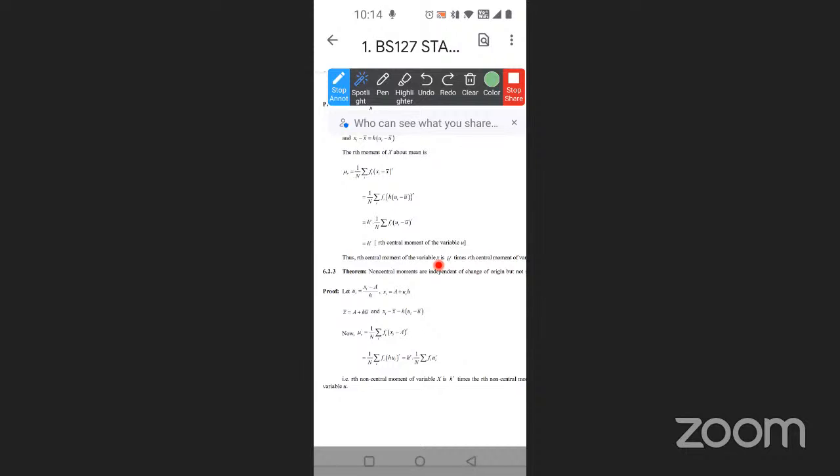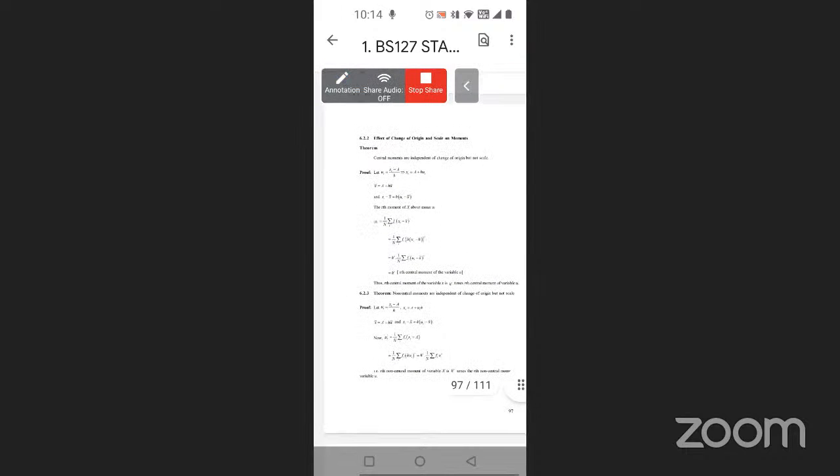So 1 by N sigma fi into, wherever xi is nothing but h into ui, h into ui whole to the power of r, equal to h to the power of r into 1 by N sigma fi into ui to the power of r. That is, the rth non-central moment of variable x is h to the power of r times the rth non-central moment of the variable u. So that is the effect of change of scale, but not of origin. This formula is used only from a theoretical point of view.